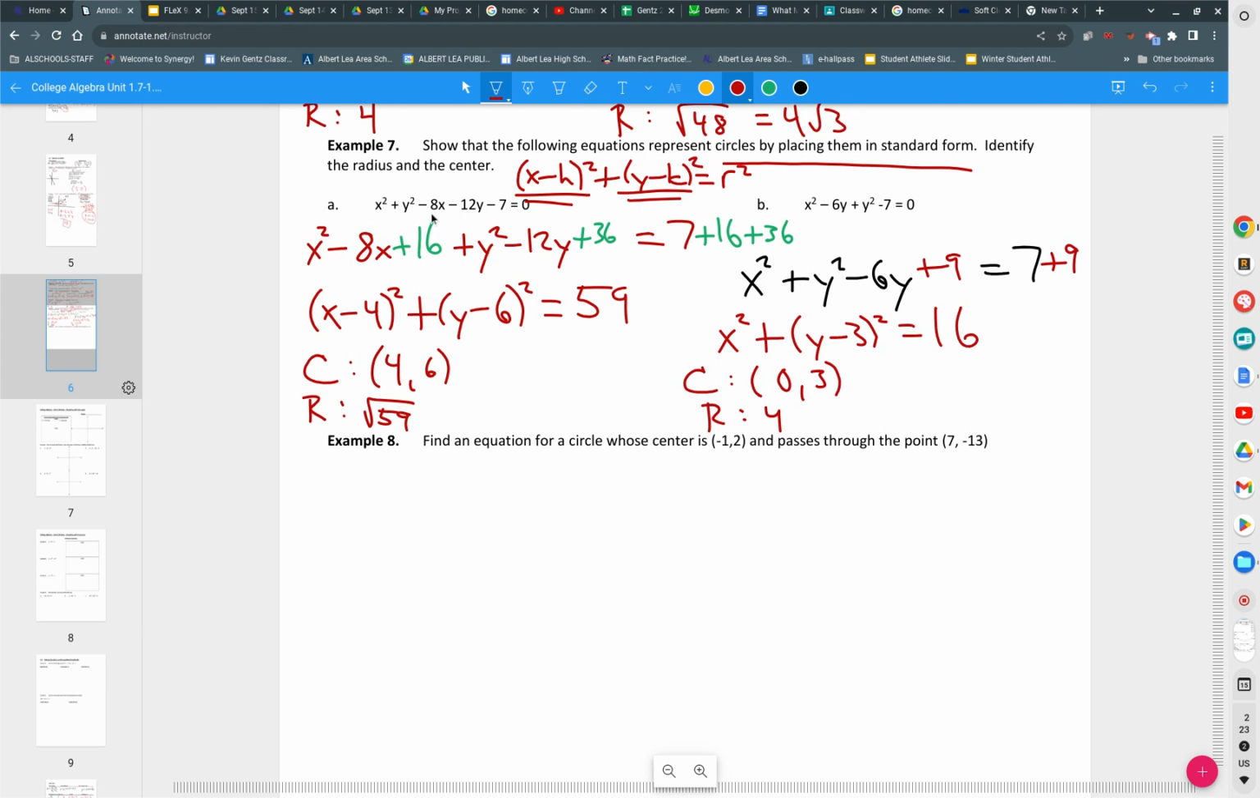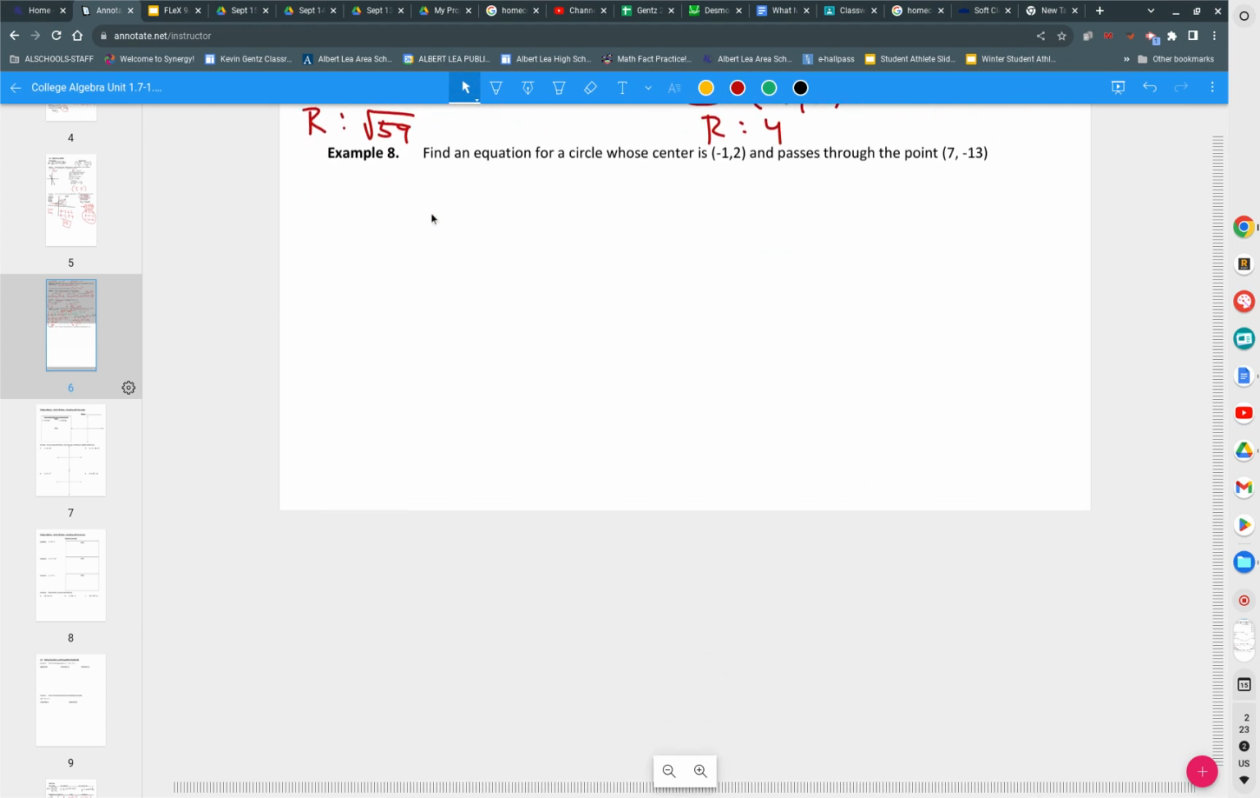Okay, last example. Find an equation for a circle. Center is negative 1, 2. Passes through this point. Talk to your peer. What do you need to do to be able to accomplish this problem? Come up with an idea. Anything. A little bit different from what we've done. Write an equation. Passes through that point. Center is there. What would you do? Go.